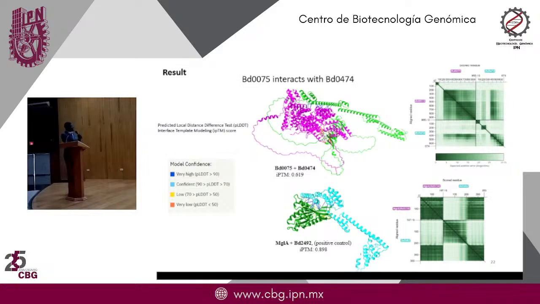And here I'm just showing one of the representative positive controls that we also used. So here is one of the proteins, and here is the second protein, having 2 domains.